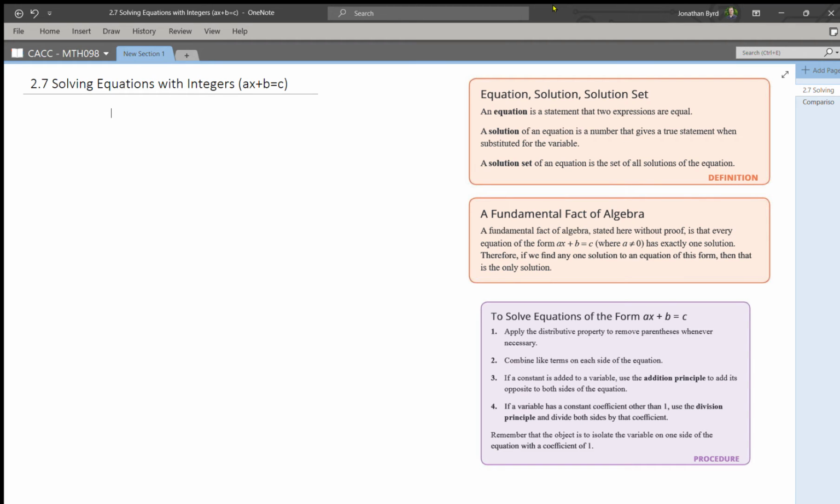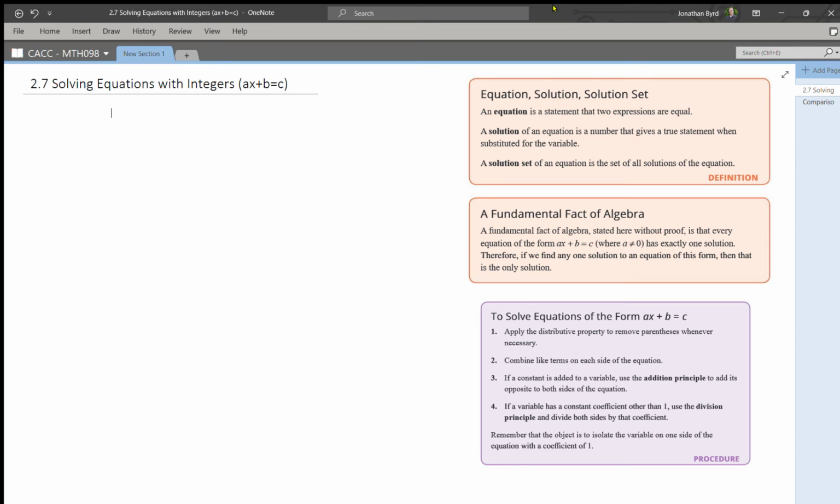Section 2.7 is talking about solving equations with integers, and that's something that we've done several times over the course of our class so far, but it's something that I want to keep going back to and expanding our knowledge and understanding as we go. So I've pulled some snips from the book that I want to rely on and also talk about.